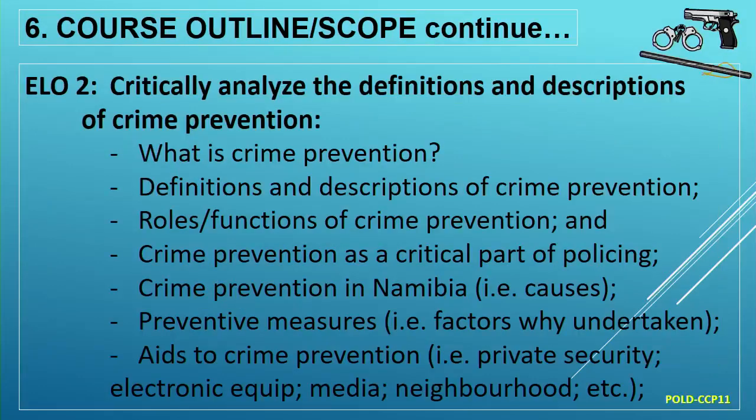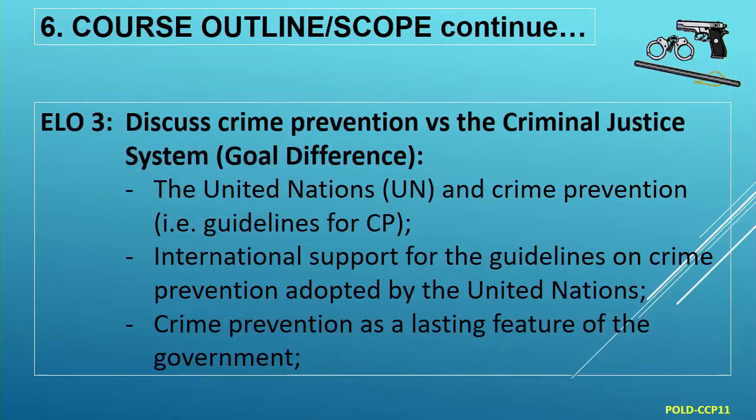Number 2, critically analyze the definitions and descriptions of crime prevention. What is crime prevention? Define and describe crime prevention. Roles and functions of crime prevention as a critical part of policing. Crime prevention in Namibia. For example, what are the causes? Preventive measures, for example, factors why it is undertaken. Aids to crime prevention, like private security, electronic equipment, media, and neighborhood watches.